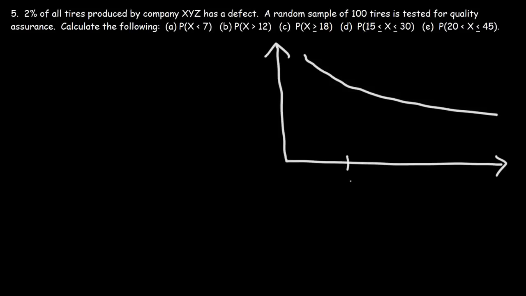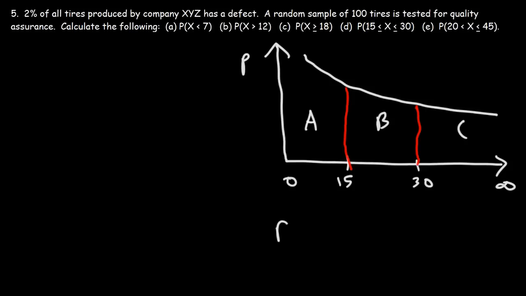So let's say 15 is here and 30 is in this region. This is going to be 0, and that's infinity. So let's break this graph into 3 parts. We'll call this region A, B, and C. So the area under the curve for region A would be the probability where x is less than or equal to 14.